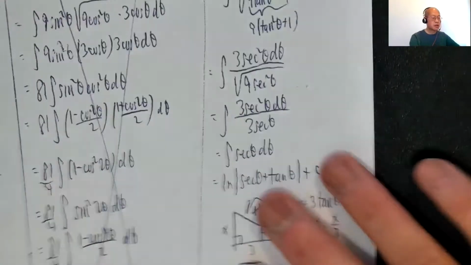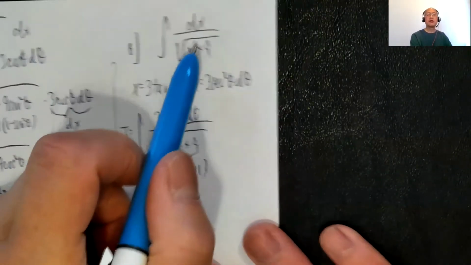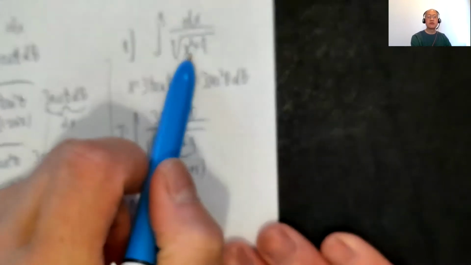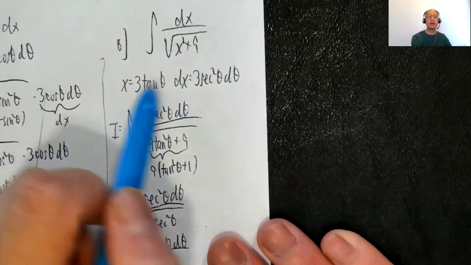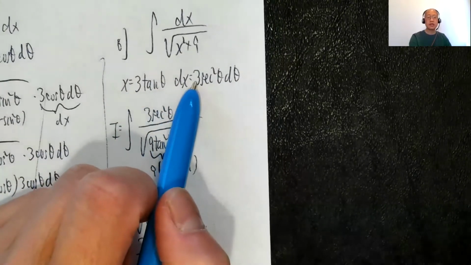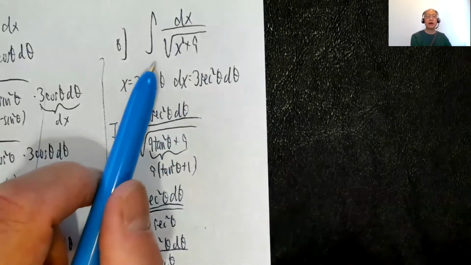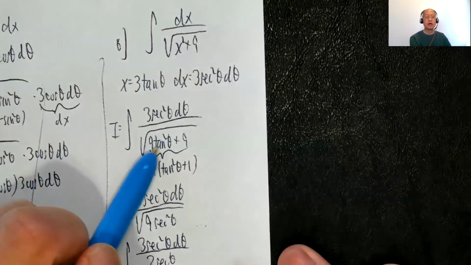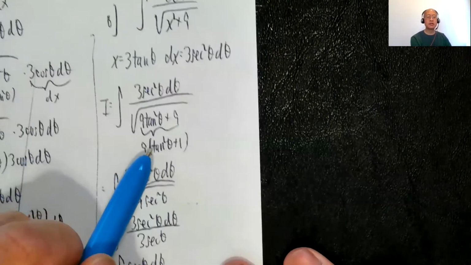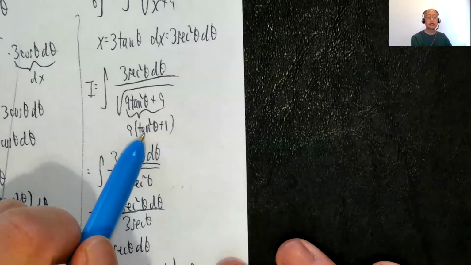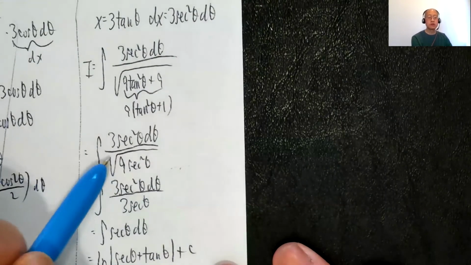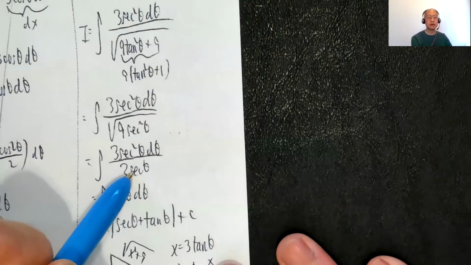Problem number 6. This one from the chart, the only one that had a plus was tangent. So x is 3 tan theta, dx is 3 secant squared theta d theta. Radical x squared plus 9 is 9 tangent squared plus 9. That factors into 9 times tangent squared plus 1. Tangent squared plus 1 is secant squared. So the square root of this is just 3 secant theta.